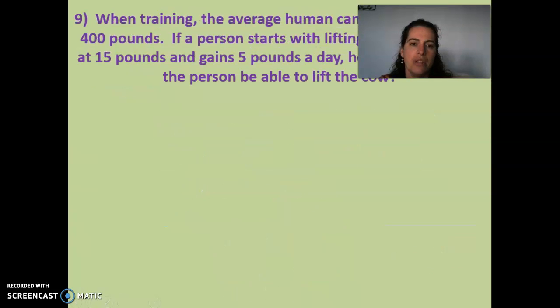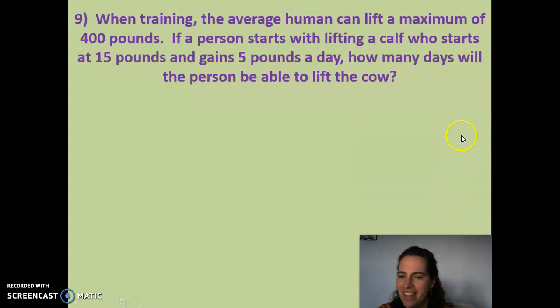Now, number 9. Oh, this is one I made up. I wanted something similar to what you were working on in your homework, but I didn't want the same scenario. So I tried to make up my own little scenario. And growing up on a cattle farm, I was always told that if you lift a calf a day, as the calf grows, so do your muscles, and soon you'll be lifting a whole cow. Well, I've fudged some of the numbers here to make it fit into an equation.